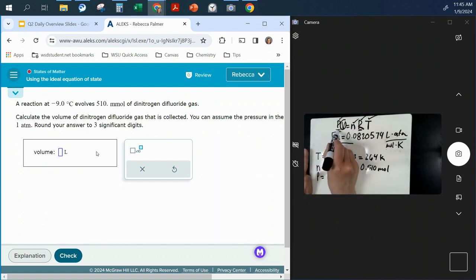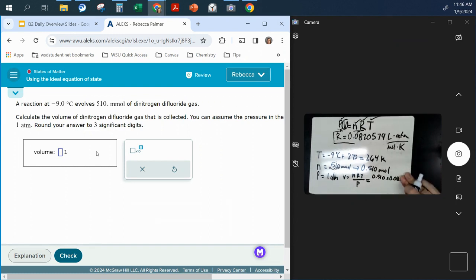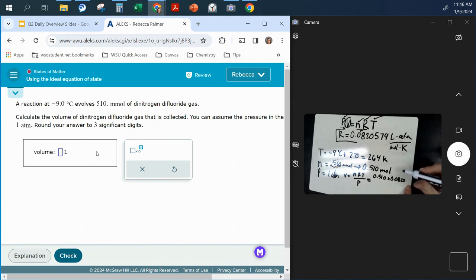I'm going to divide both sides by pressure. So my volume equals nRT divided by pressure. So we have 0.510 times R. I'm going to run out of space, but if you keep track of units, then it will tell you if you have the right type of number. That's helpful. Times 264 all over the pressure, which is 1.